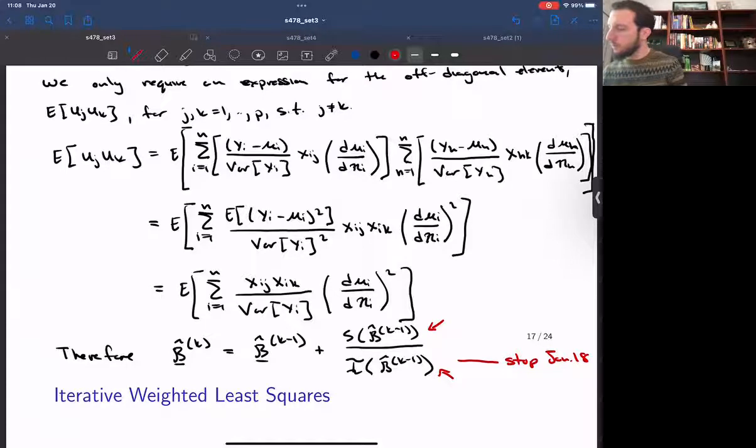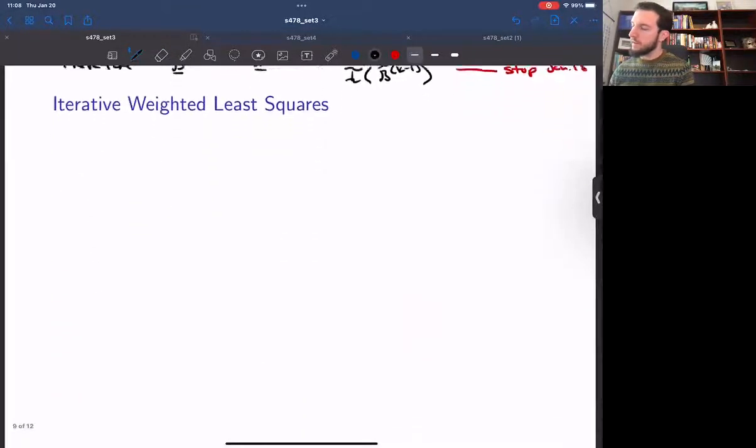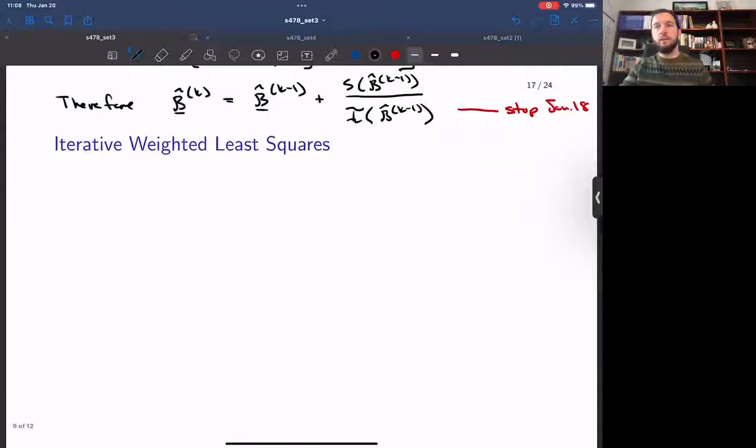Okay, so we have these two expressions. We're going to look at examples of how we can actually utilize these in practice momentarily. Before we get there, we're going to define the iterative weighted least squares process for the GLM. So this is the starting point for this definition. We needed to understand the structure of the score function and the information function in order to apply this process.